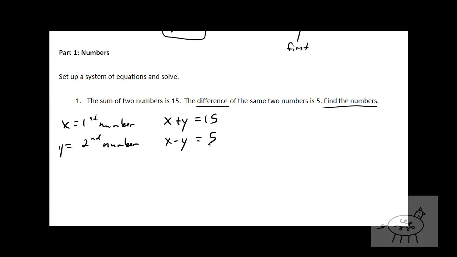And so what are we going to do? Well, of course, the y's cancel if you use elimination, so we'll do that. So they cancel, and you get 2x, because x plus x is 2x, equals 20. Divide by 2, x equals 10. So that's your first number.